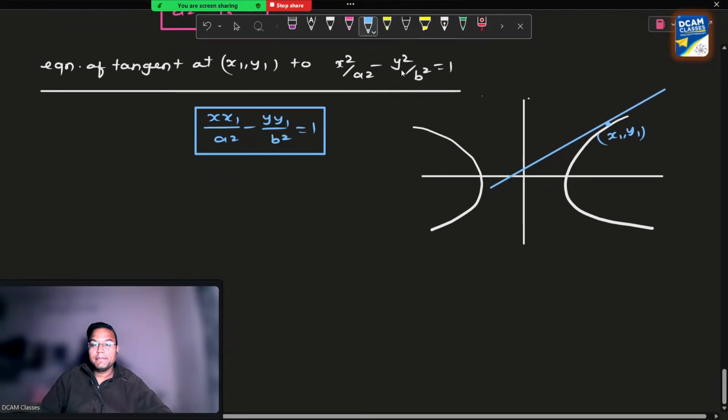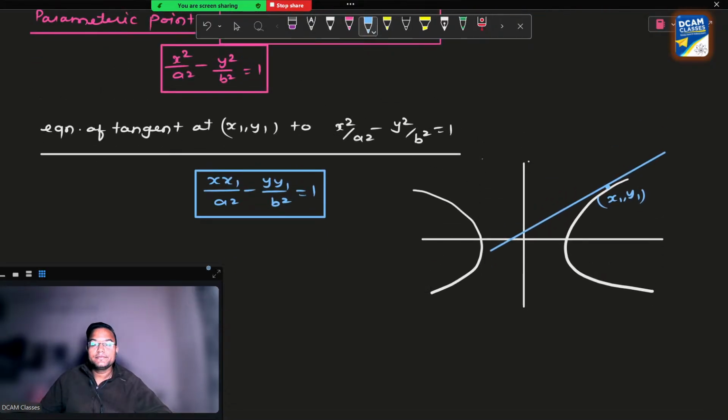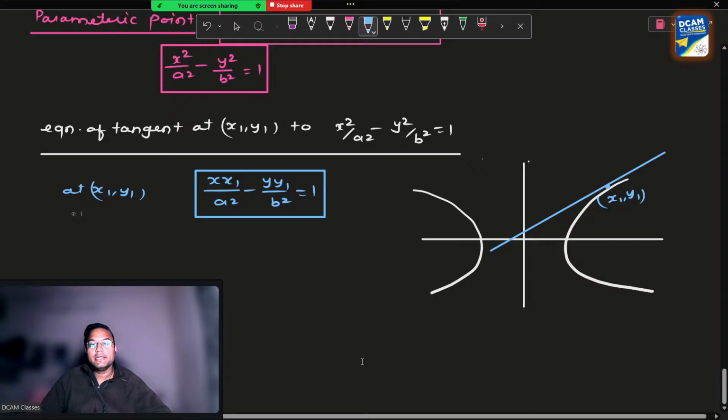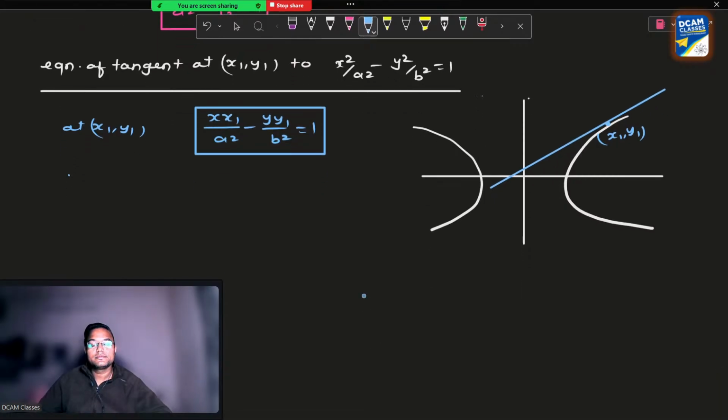Acha, on parametric point it will become what? On parametric point a secant theta, b tan theta, put x1 y1 as a secant theta, b tan theta, it will be x by a secant theta minus y by b tan theta equal to 1.